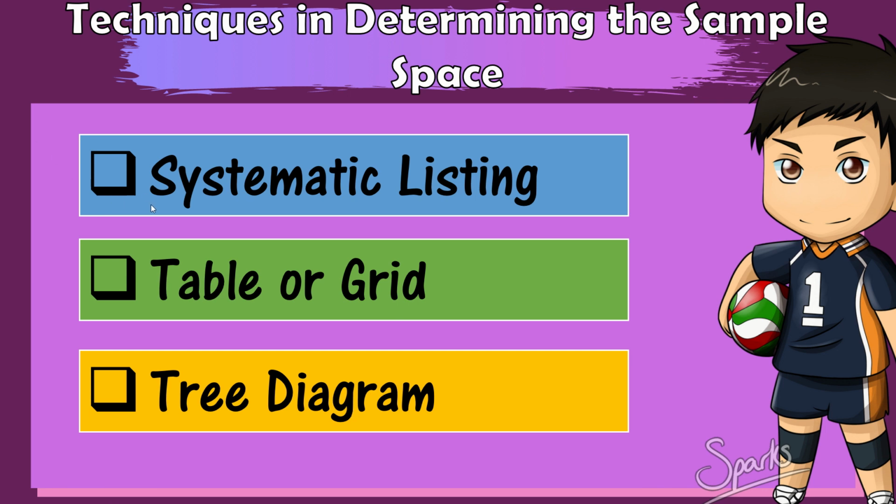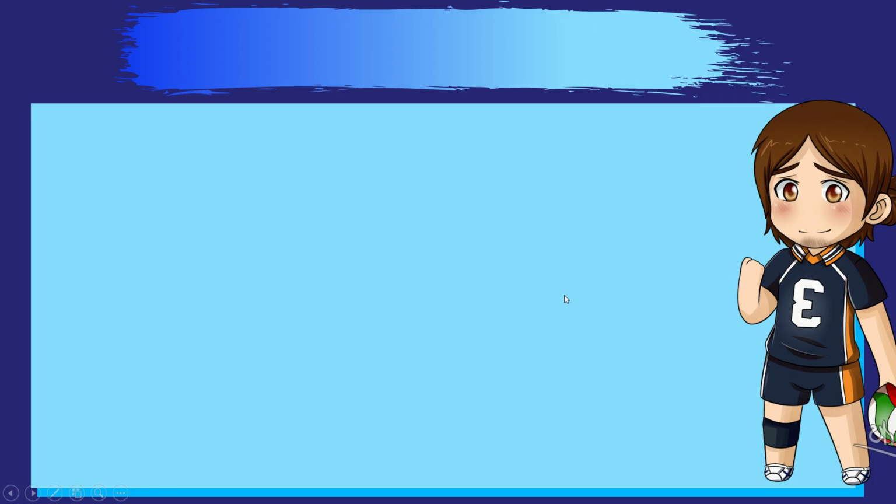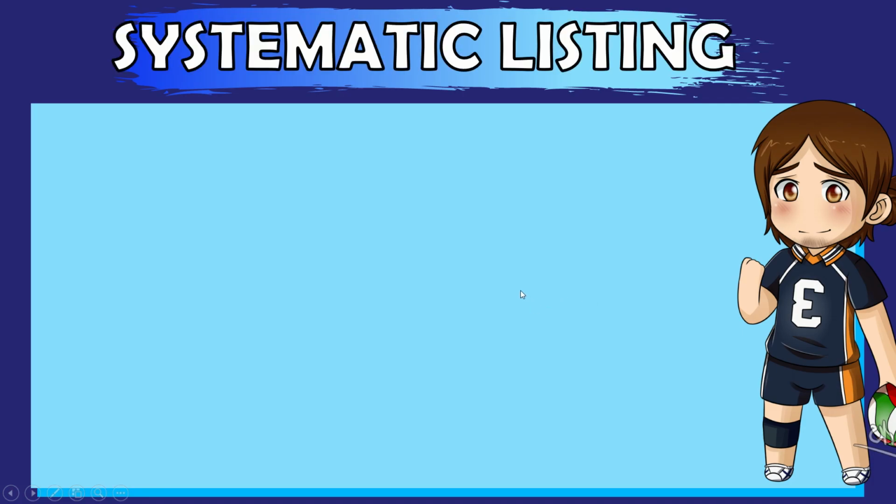So let's have first systematic listing. So based from the term na systematic listing, ang gagawin nyo lang po dito is to list down all the possible outcomes. Kung ano-ano ba yung mga possible na maging resulta kapag ginawa yung experiment na yon. So the first one is tossing a coin. Okay, pag nag-toss ka ng coin, ano-ano daw lahat yung possible outcome? Kasi we will be dealing with, or we need to find the sample space. Ano-ano yung possible outcomes kapag nag-toss ka ng coin?